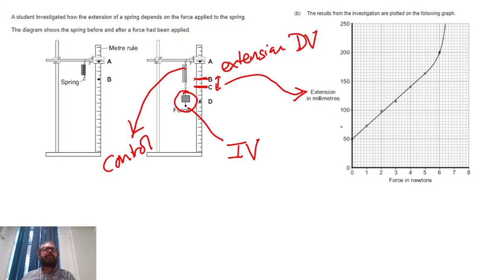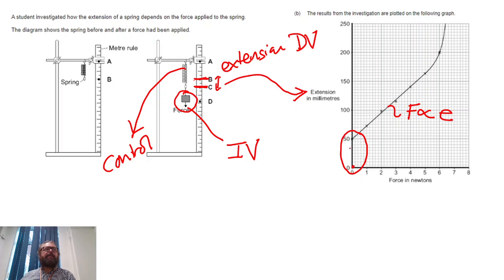Here's the graph that's been plotted, and you can see that we've got a straight line, a linear relationship for most of the graph, which is what we would expect. In this part of the graph, we'd say that the force being applied to the spring is directly proportional to the extension. However, you can see here that there's a problem, because directly proportional should mean that the line goes through the origin of the graph.